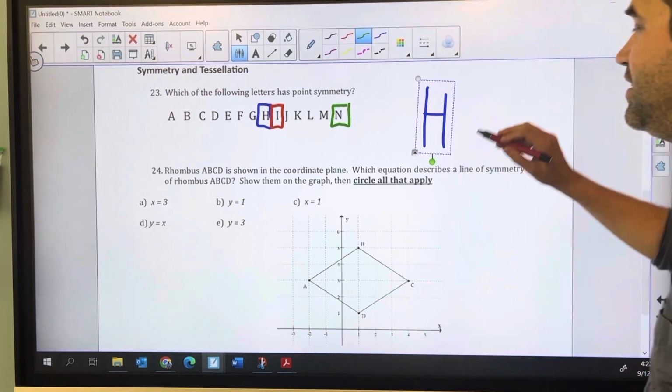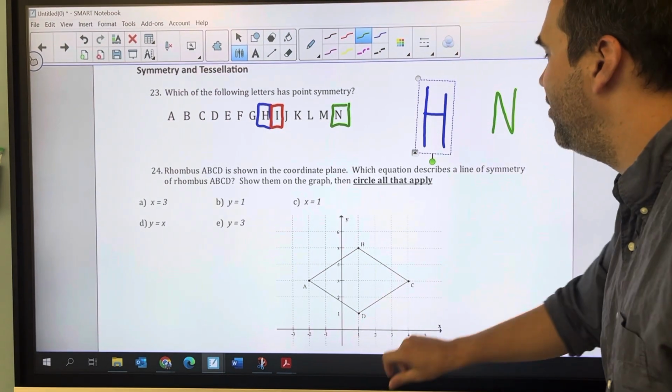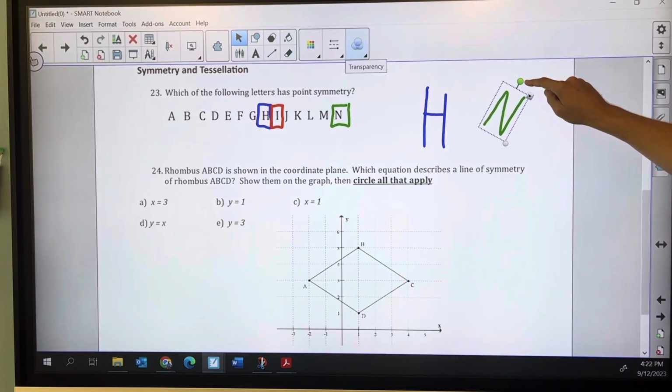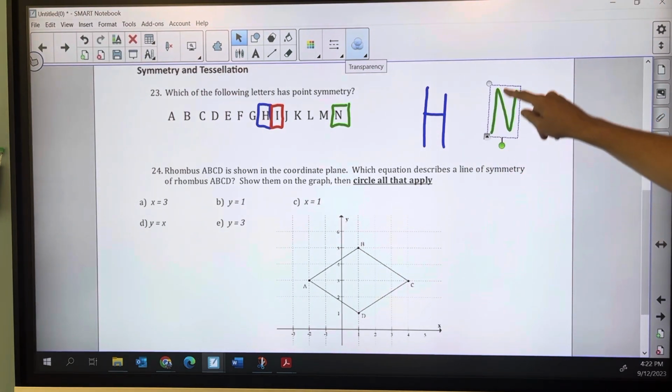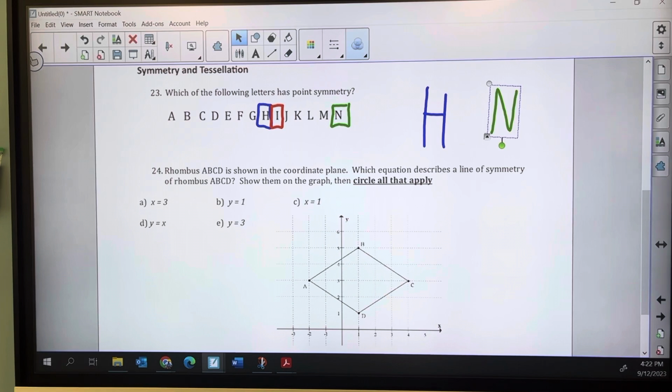N is the one that I missed when I was scanning through, and I had to come back and try it again, because when you do flip it upside down, it does look the same. It's kind of the least obvious when you glance through.